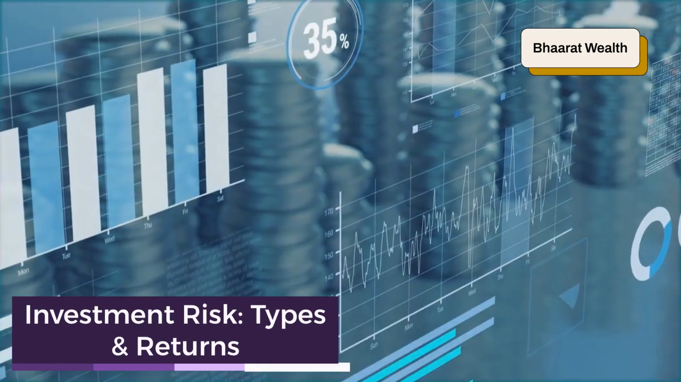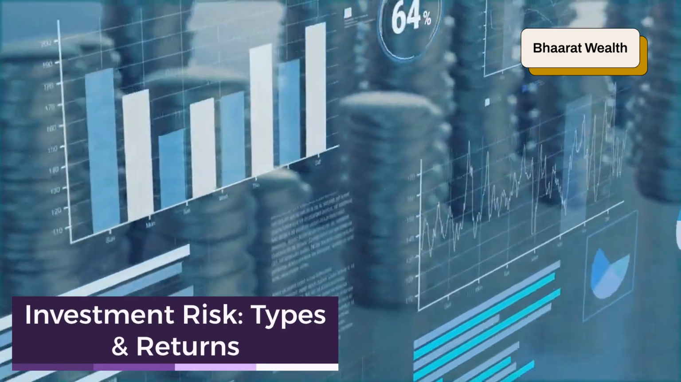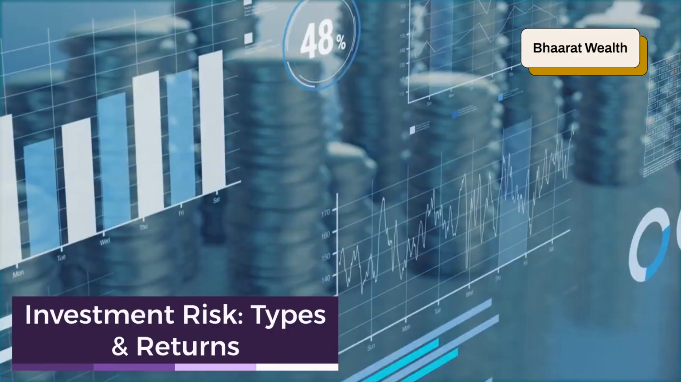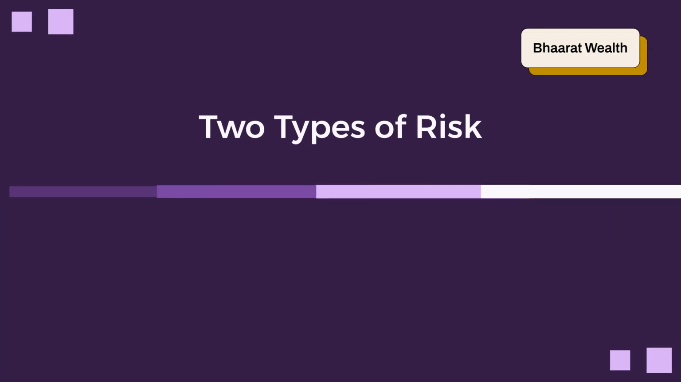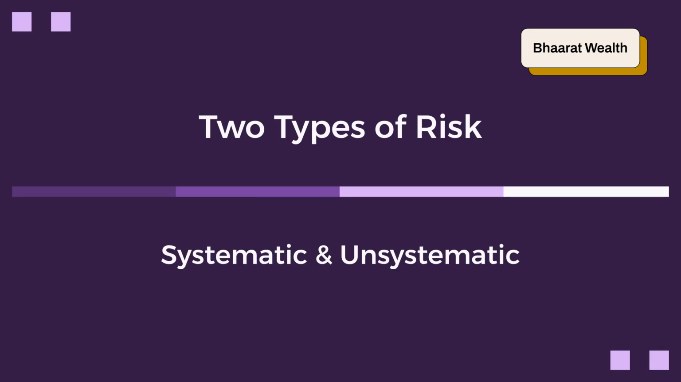Welcome to our deep dive into investment risk. We'll explore the two main types of risk and how to evaluate your returns against the risks you take. Investments are exposed to two broad categories of risk: company-specific, known as unsystematic risk, and market risk, which is systematic risk.